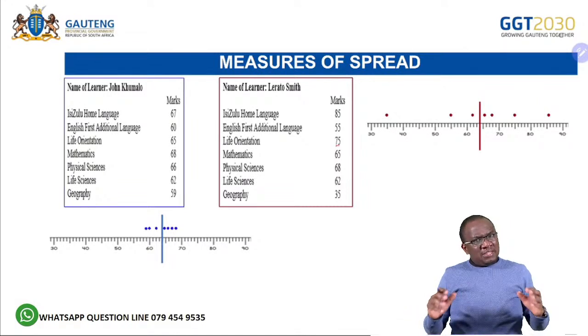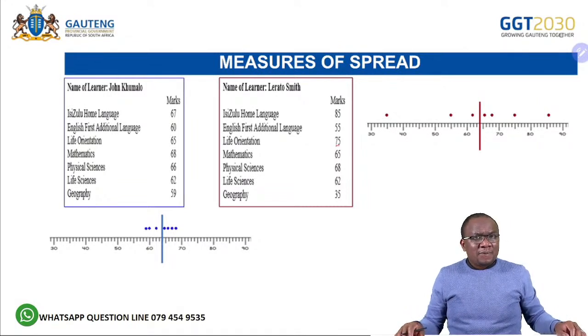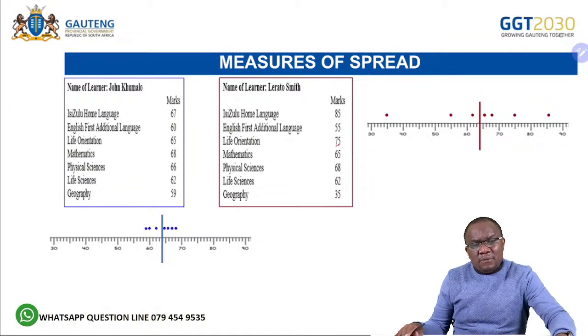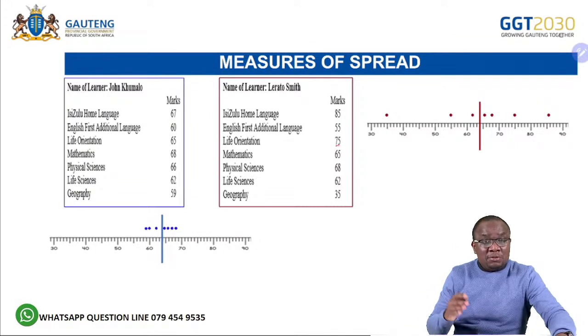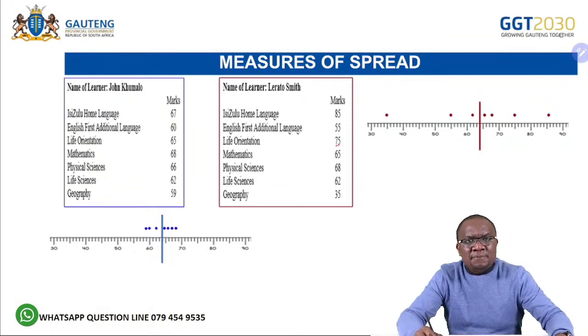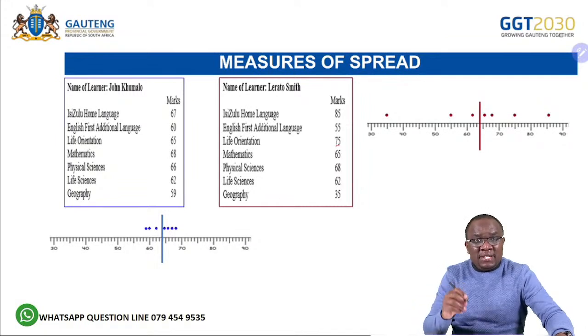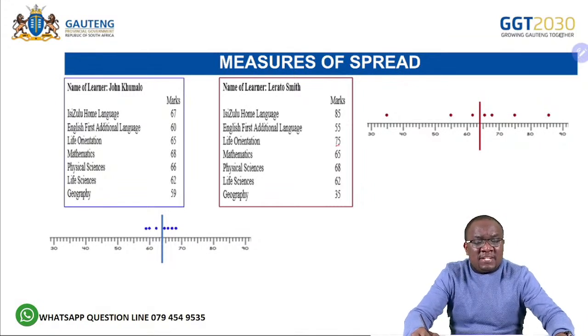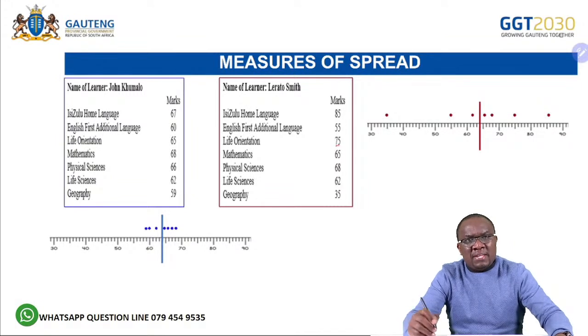I want you to look at these two diagrams. Can you get something from them? What do you think? Which information, Lerato's or John's, do you think is represented well by a measure of central tendency? If we're saying the mean is 64% and we have a good picture that all the marks are around 64%, which set of data is that?